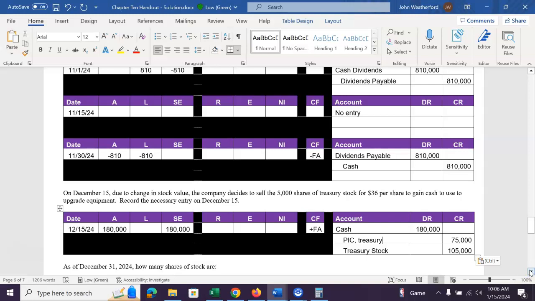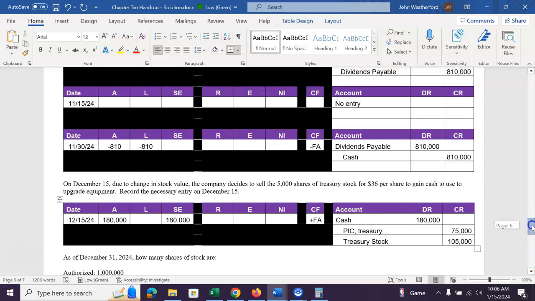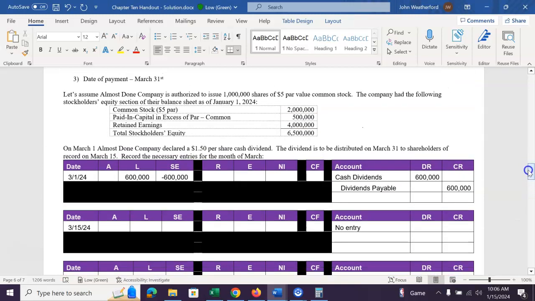All right, and then on December 31, 2024, how many shares of stock are first authorized? Well, that's going to be 1 million. Now, where did that come from? Way back up here. Almost Done is authorized in the state charter to issue up to 1 million shares of common stock.